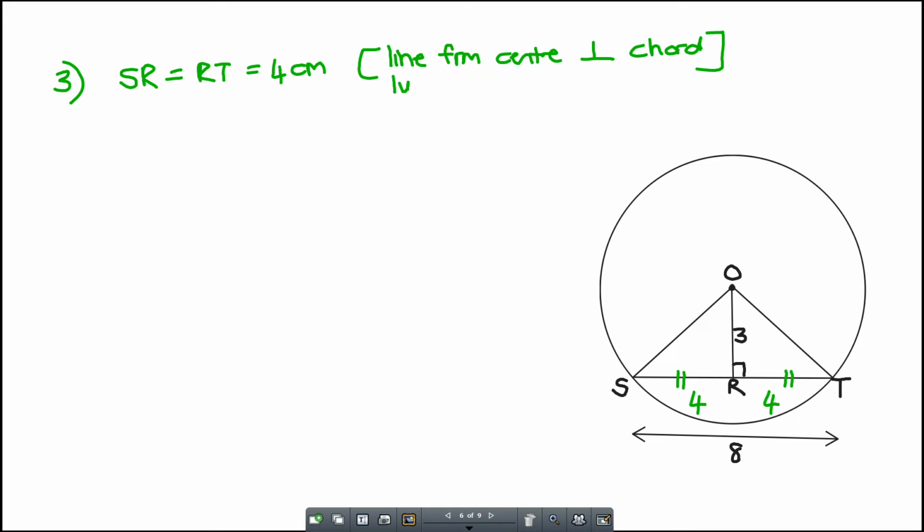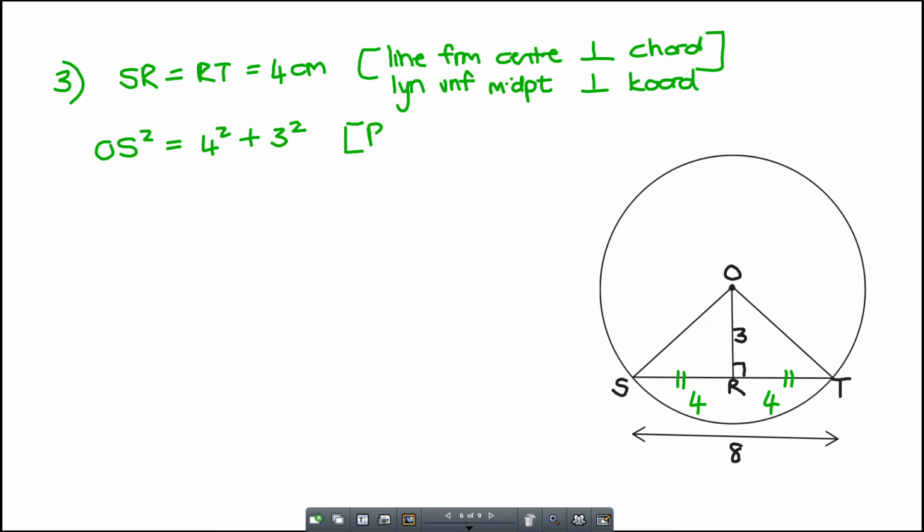Afrikaans, lyn van middelpunt loodreg op koord. Okay, en nou kan ek gaan sê OS kwadraat would then be 4 squared plus 3 squared, and I could do that because of Pythagoras. It's nou weer net one slip, one story. Okay, so OS squared gaan vir my gee 25, meaning OS will then be 5 centimeters.